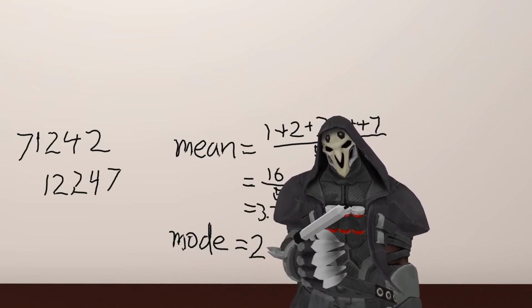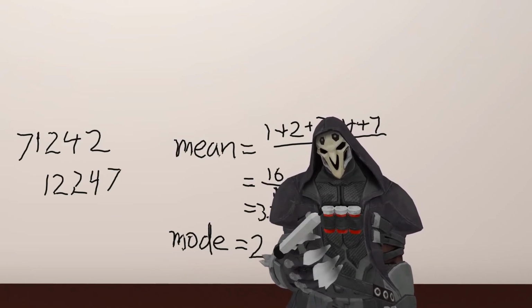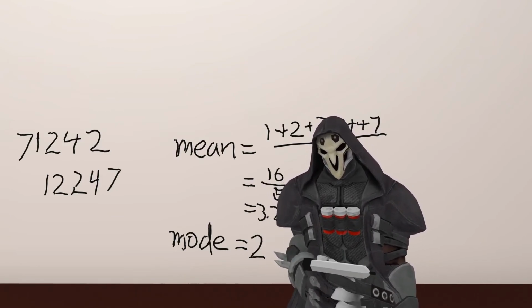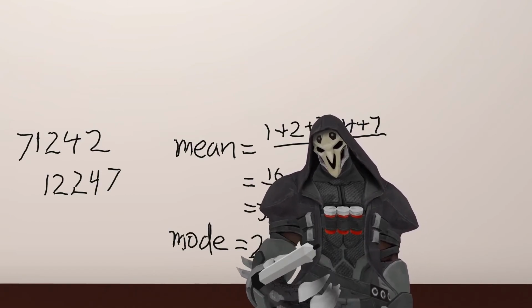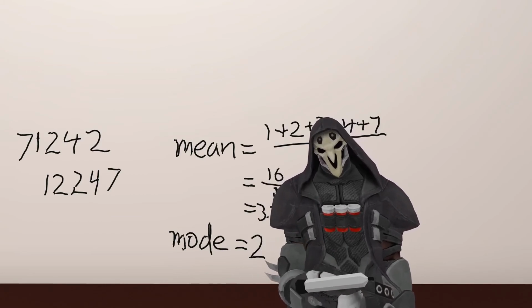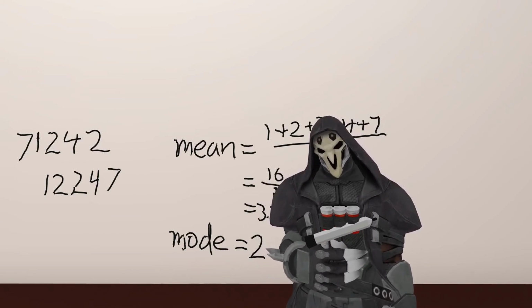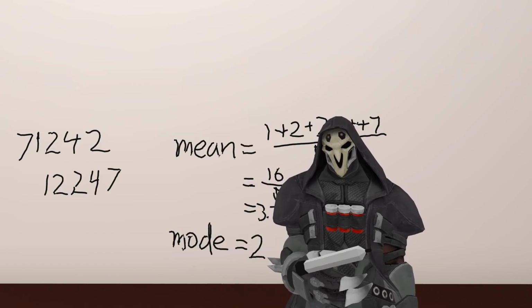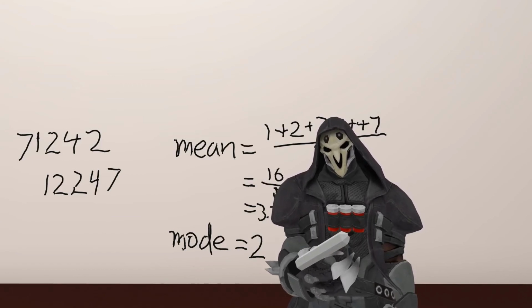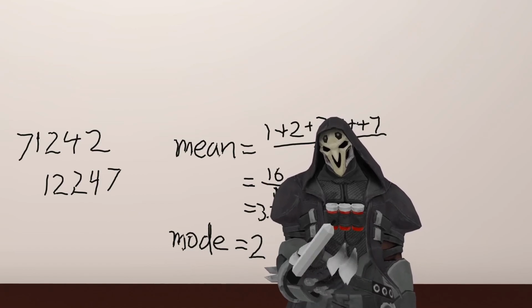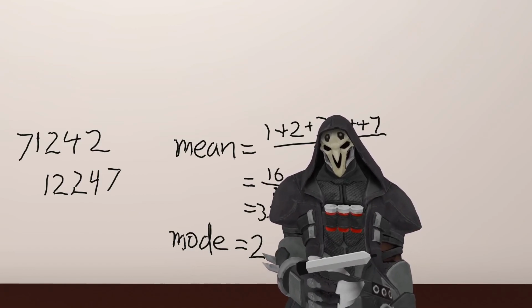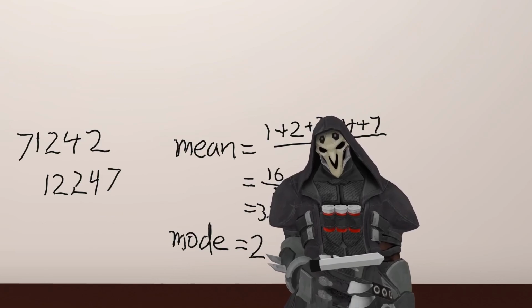Now the mode can be more than one number. If you have 5 3's and 5 7's, then the mode will be 3 and 7. So we can have multiple numbers for the mode. It's not limited to just one. We can also say, in the situation where every number only happens once, that there is no mode because everything happens the same amount of times.